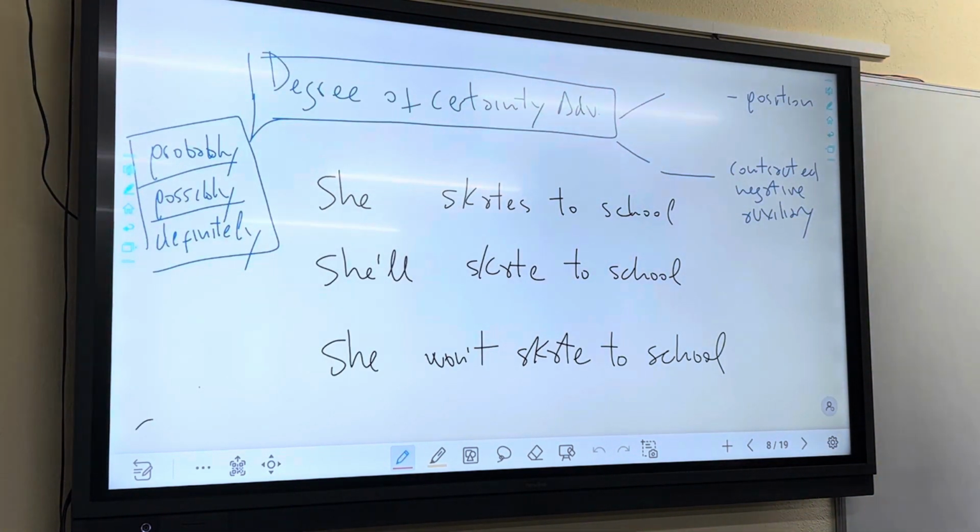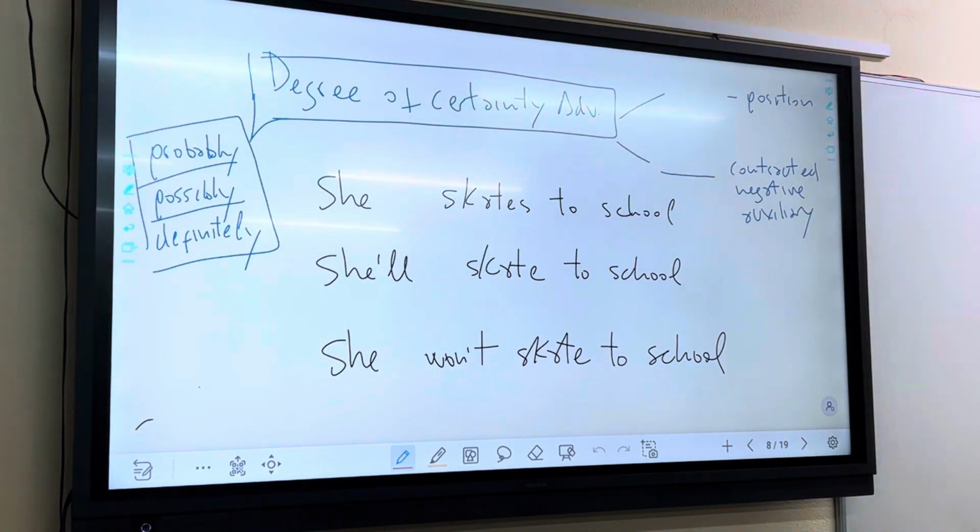Okay, degree of certainty adverbs. Sorry, I get very distracted.